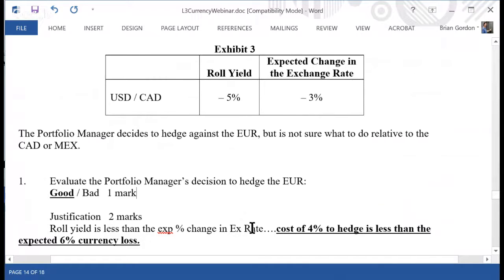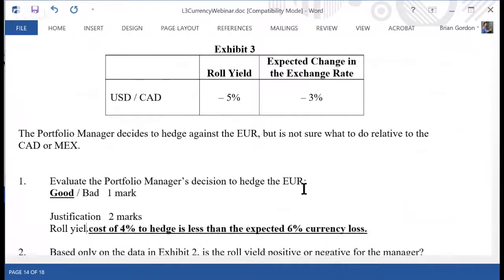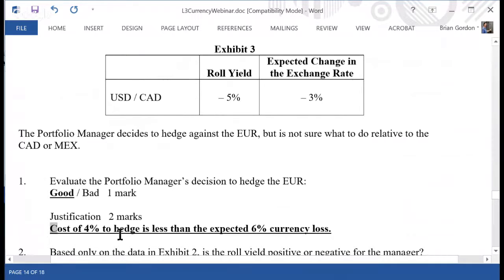Here's my justification. I would write this down. Get rid of the technical points. Okay, I'm not trying to impress anybody. I'm trying to give the grader the opportunity to award me as many marks as I can in the quickest way possible. The cost of the hedge, 4% to hedge, is less than the expected 6% currency loss. Okay, that's probably what I'm writing there, and that's my 3 marks.